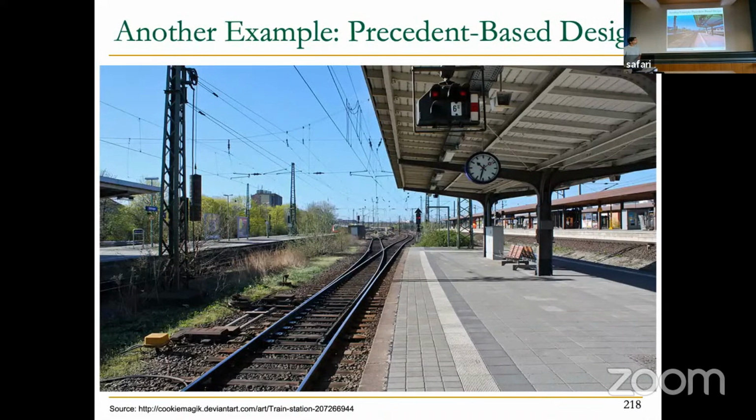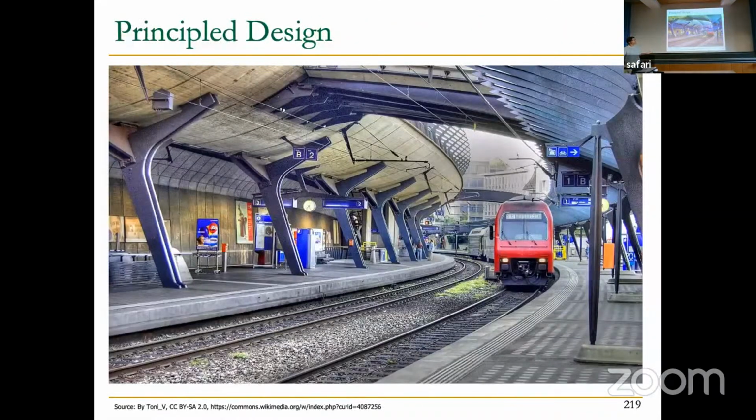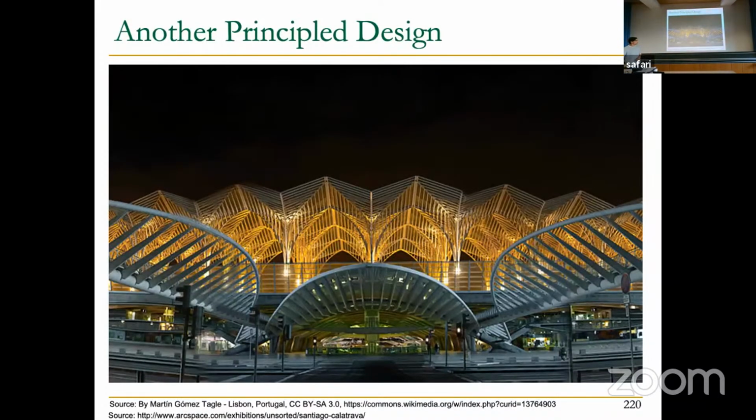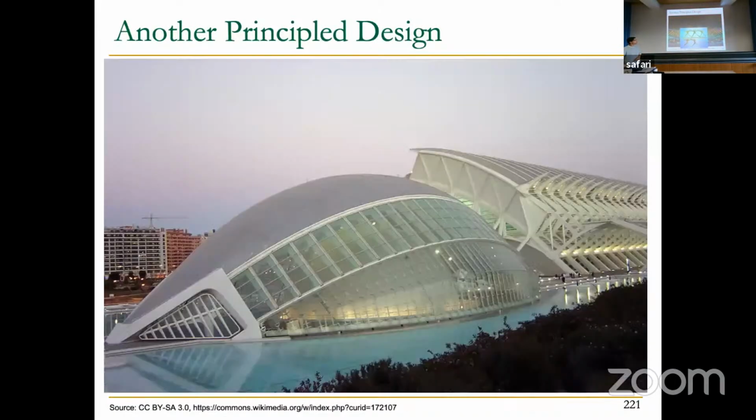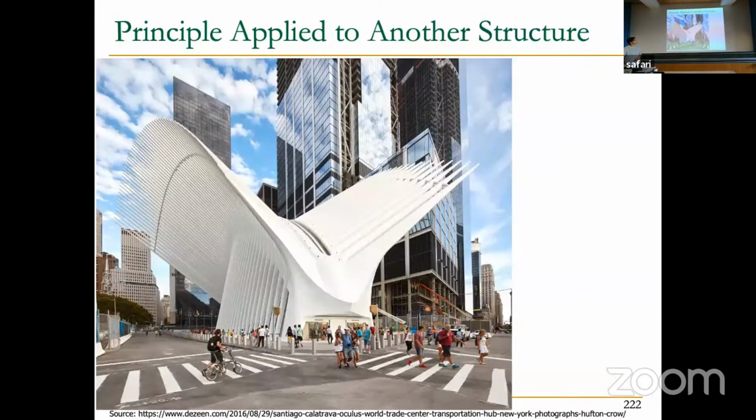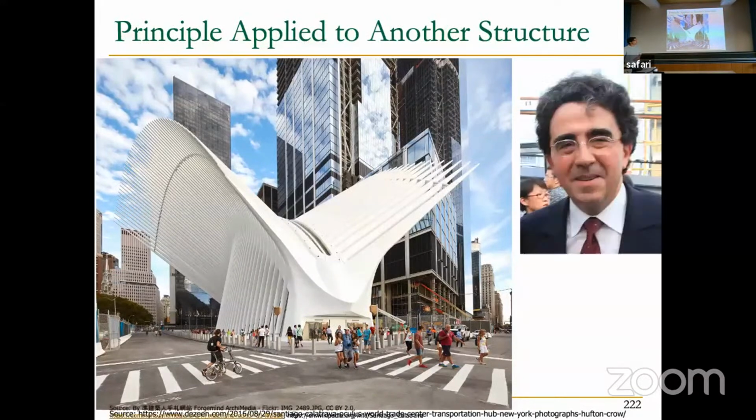Here you have another example. This will be a principle-based design, this ugly train station, and this is a principle design. It's pretty familiar to all of you probably. And this is another principle design. This one is in Lisbon, but it's from the same architect. This one is in Valencia, in Spain, or this one is in New York. And the architect is this one, Santiago Calatrava, who, by the way, studied at ETH.